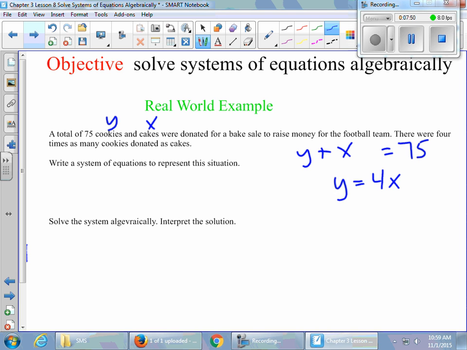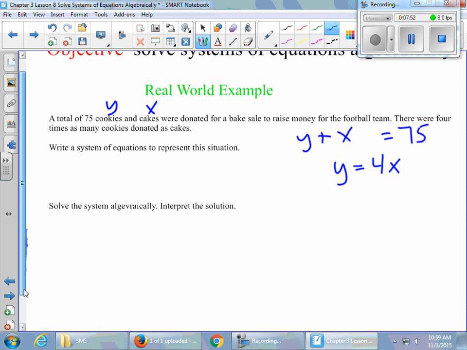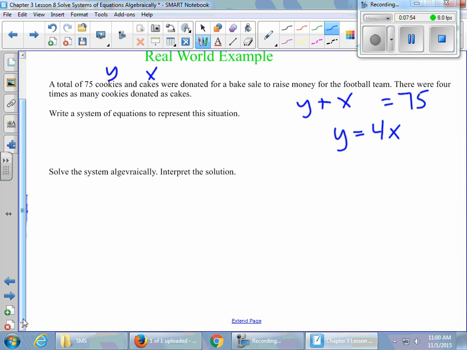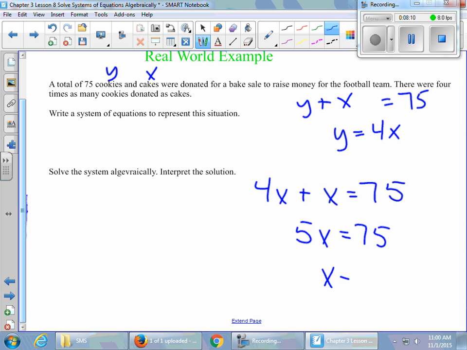So we can use substitution again. We have a y. The y equals 4x, so we can plug in the 4x for our y up above. So now we have 4x plus x equals 75. 4x plus 1x gives us 5x equals 75. x equals 15.